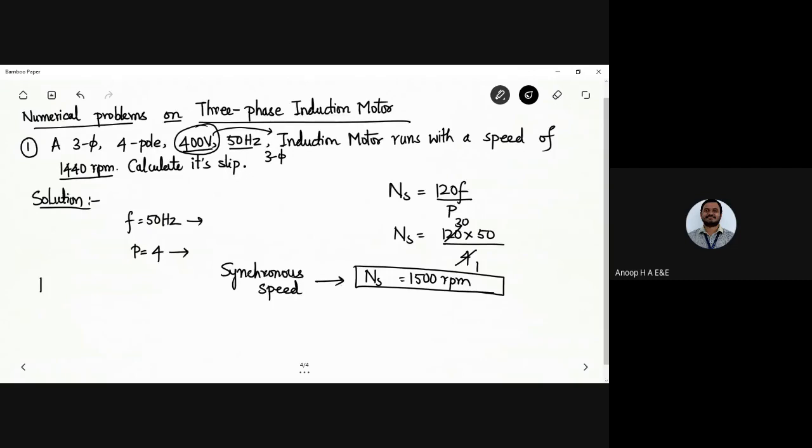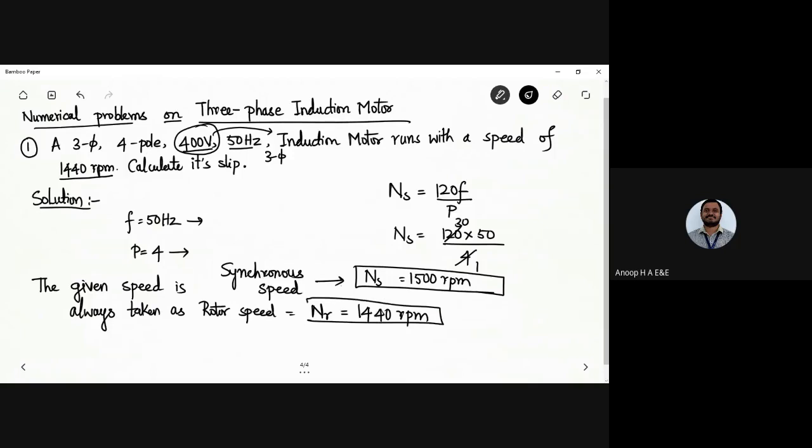Now the given speed is always taken as rotor speed, which is nr, which is given in the problem as 1440 rpm. All right. Now I got what is nr. I know what is ns from this equation, ns equals 120 f by p.